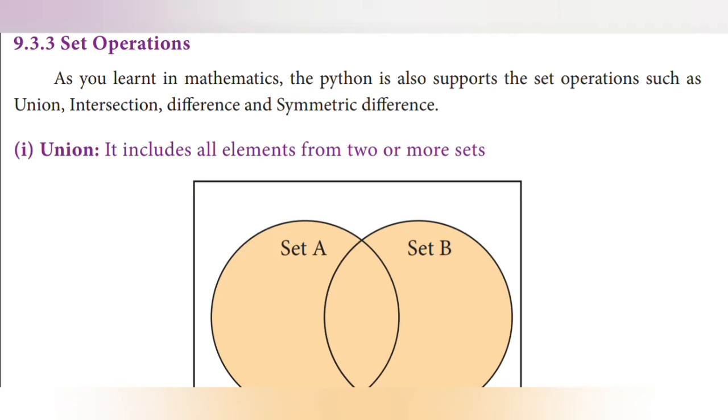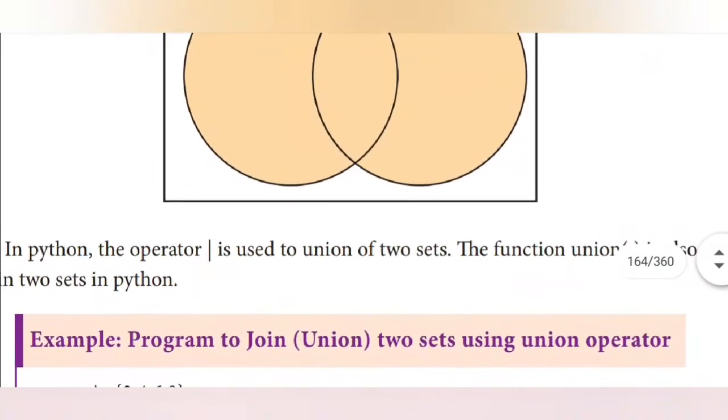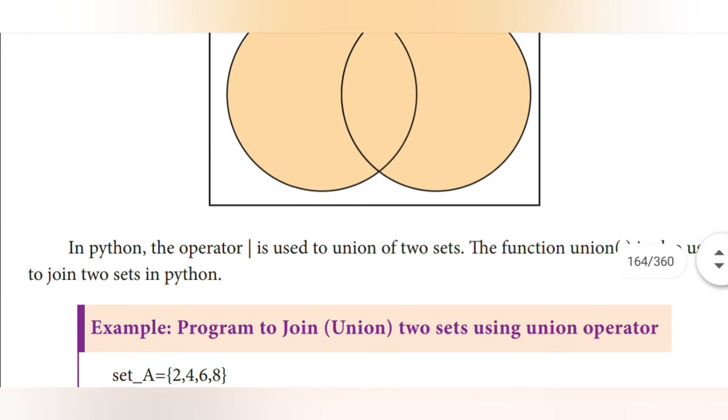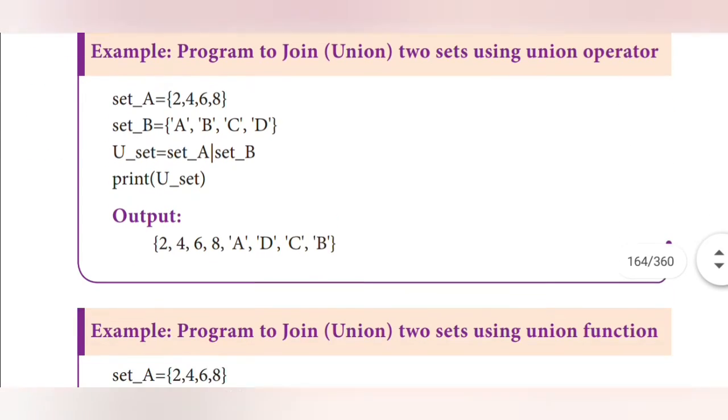Union means it includes all the elements from two or more sets. Now you can see the Venn diagram, set A and set B. All the elements present in set A and set B are included together. That is the union operation. In Python the symbol used for the union operation is the pipe symbol, and as the operation name is also union, either we can use the function name union or we can use the pipe symbol to do the operation. Now you can see the example.